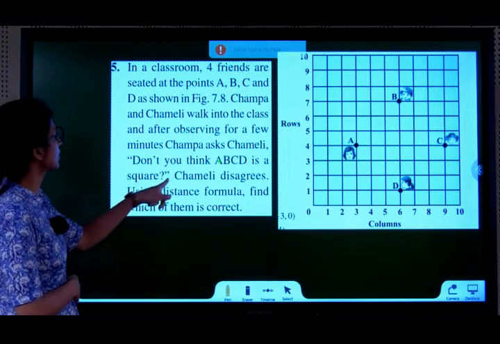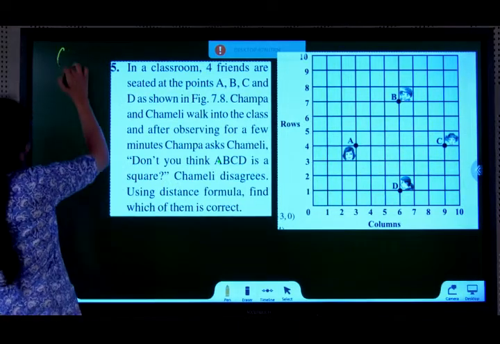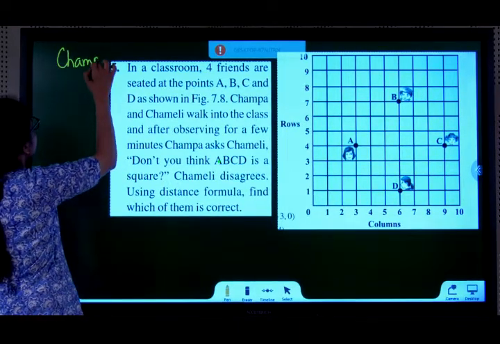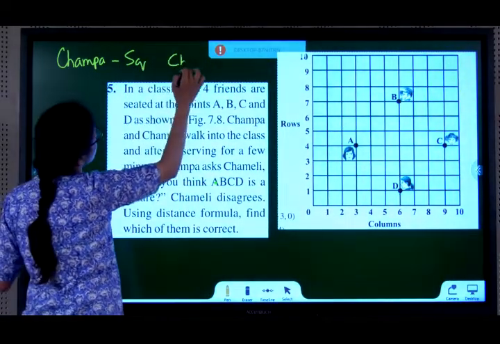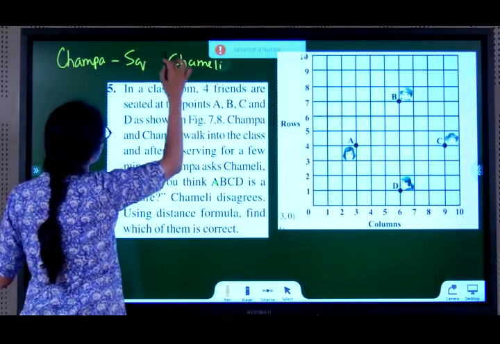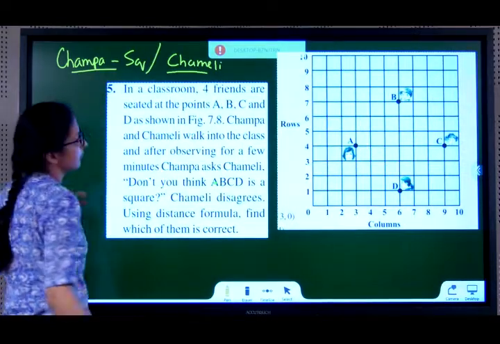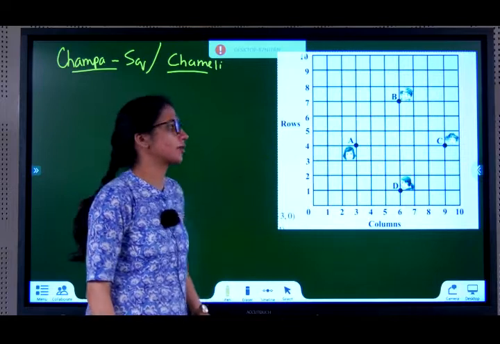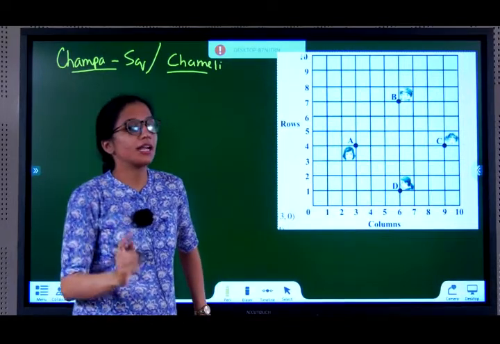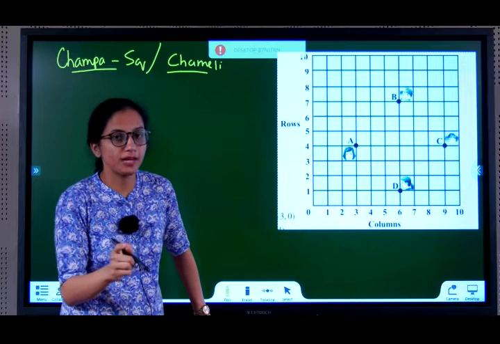Who is asking that it's a square? Champa. So, Champa is saying it's a square. Chameli is saying no. We have to find who is correct. How do we find out whether it's a square or not a square? If all the sides are equal and the diagonals are equal, it's a square.